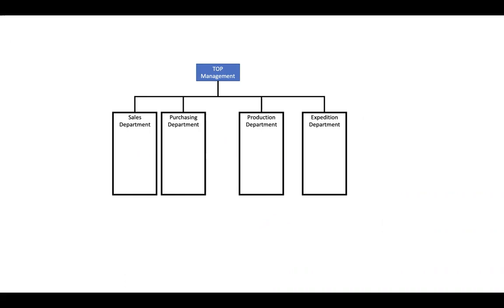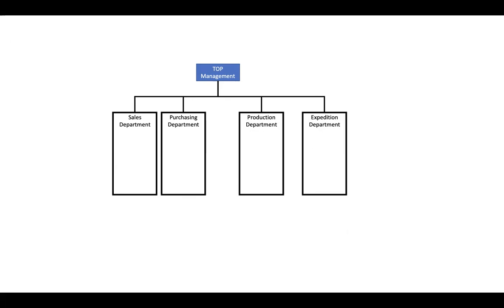So let us consider the organization chart of a company. Very simple. We have top management, sales department, purchasing department, production department, expedition department. Some organizations will say, oh, this is our process map. They don't put department. They say sales process, purchasing process, production process, expedition process. That's wrong, but okay, let's continue.